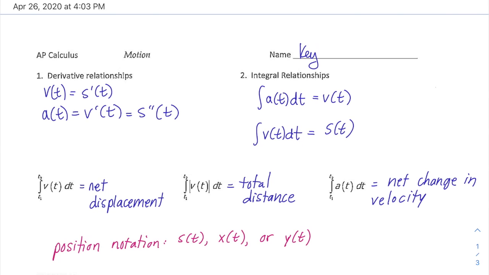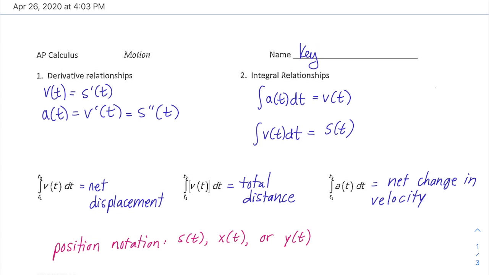Our review topic for today is motion along a line. So it's talking about the relationship between the position function, the velocity function, and the acceleration function of a particle movement. We've seen this topic twice now. We saw it back in chapter 5 when we did applications of derivatives, and we also saw it back in chapter 6 or 7, I can't remember which one, when we did some applications of integrals.